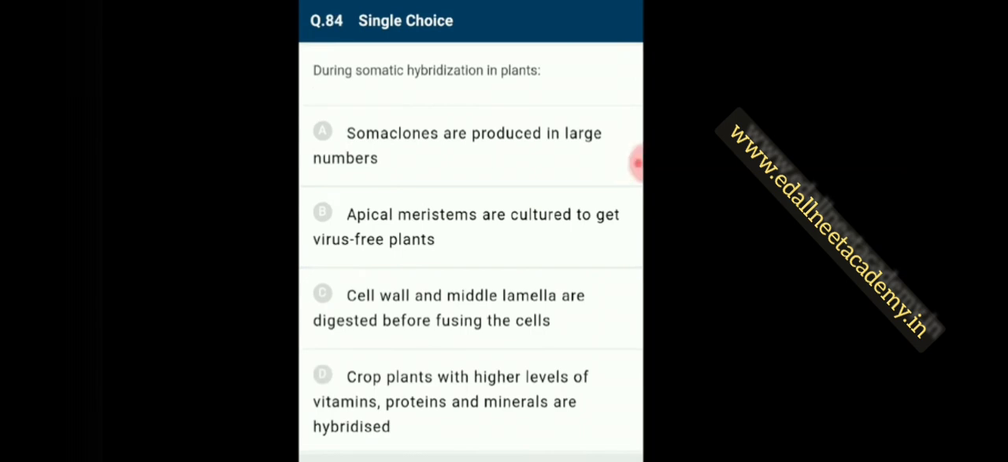Question number 84. During somatic hybridization in plants, the plant cell without cell wall is called a protoplast. Protoplasts of two different plants can be fused to obtain a hybrid protoplast and grown into a new plant. Such a process is called somatic hybridization, since somatic cells are used for fusion and not gametic cells. The hybrids formed from such a technique are called somatic hybrids. So the answer for this question is option C. Cell wall and middle lamella are digested before fusing the cells.